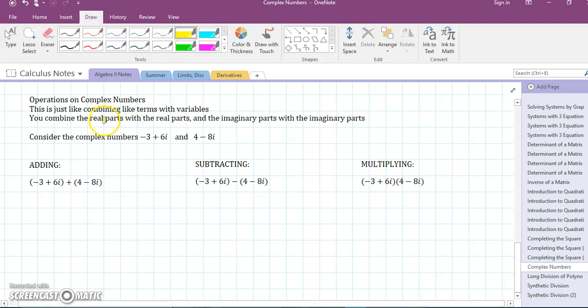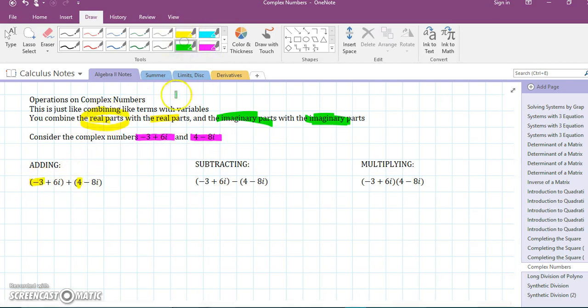When you do operations on complex numbers, you combine the real parts with the real parts, and the imaginary parts with the imaginary parts. So we're going to consider these two complex numbers, -3 plus 6i and 4 minus 8i. The real parts are the -3 and the 4, and the imaginary parts are the 6 and the -8.